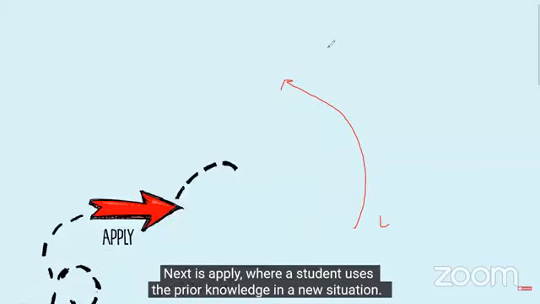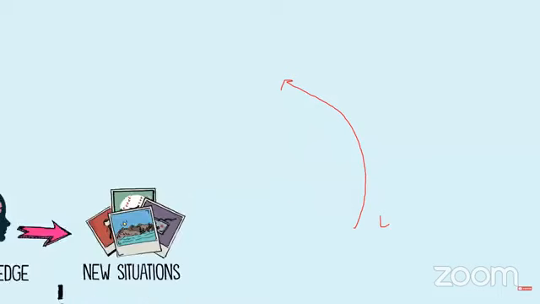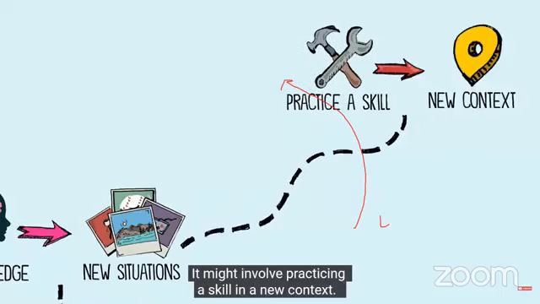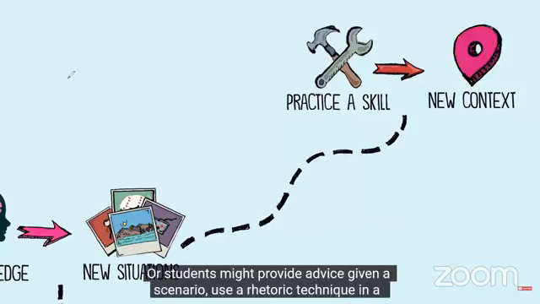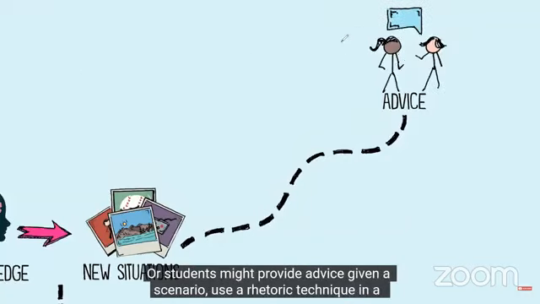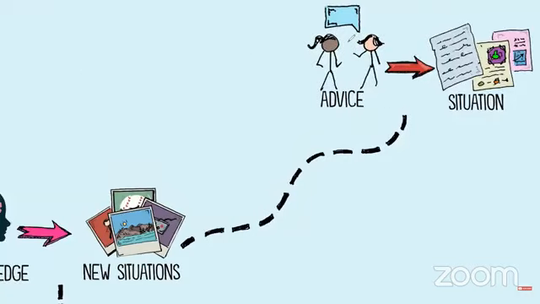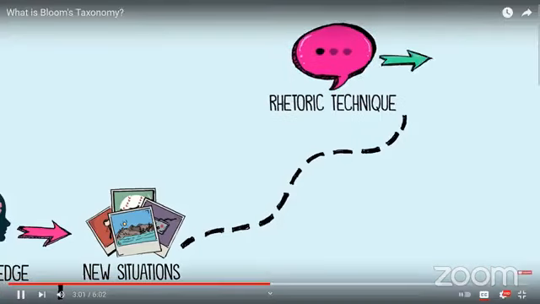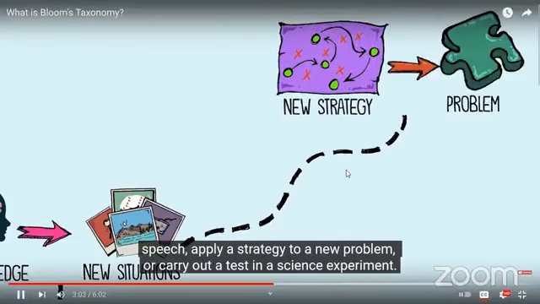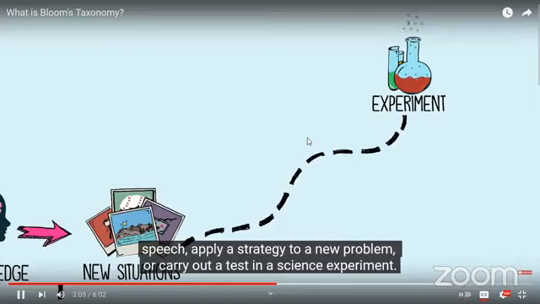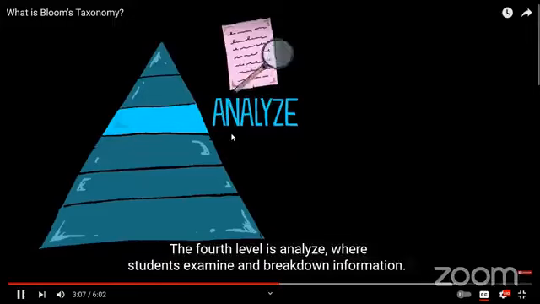Apply. Here, students use prior knowledge in a new situation. They might involve practicing a skill in a new context, or students might provide advice in a given scenario. They might use rhetoric to improve a technique in speech, apply a strategy to a new problem, or carry out a test in a science experiment.